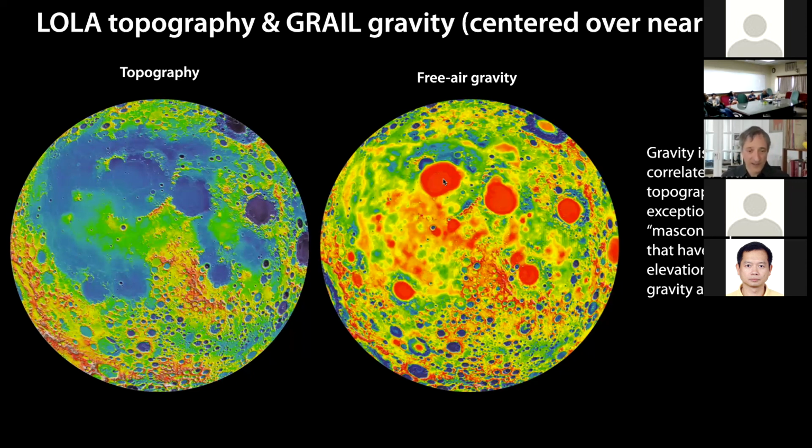And this was very enigmatic for several years. And as a result of the GRAIL mission, we think we finally understand this. I don't have time to go into the mascon question, but the answer is it's related to Mare basalts on the surface, thinning of the crust, and uplift of the underlying mantle.